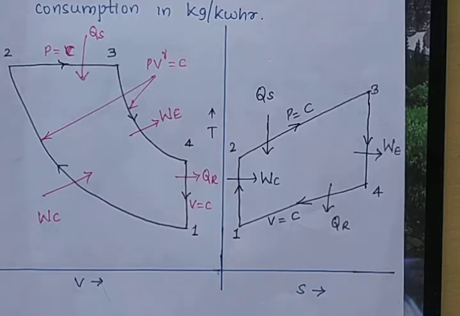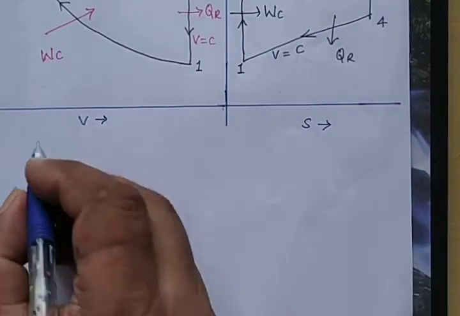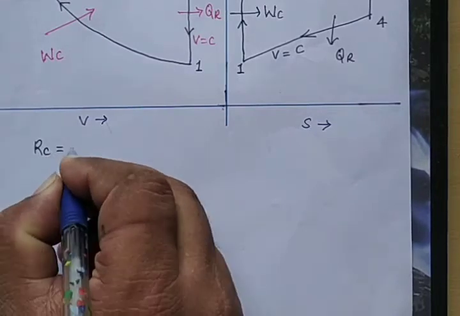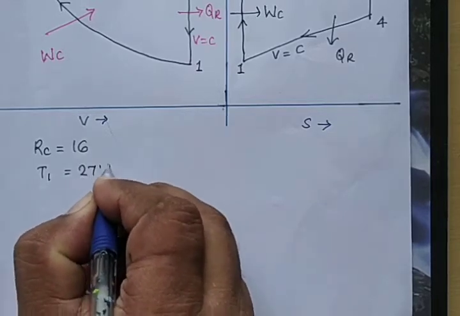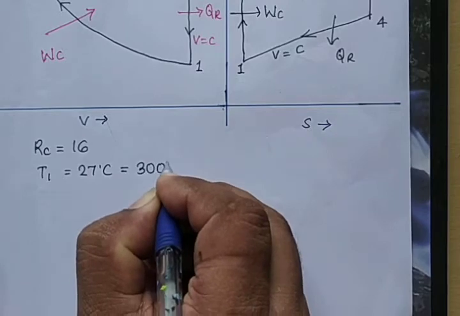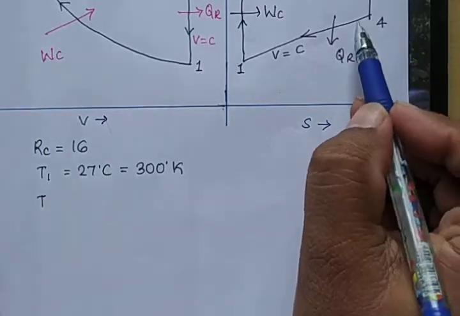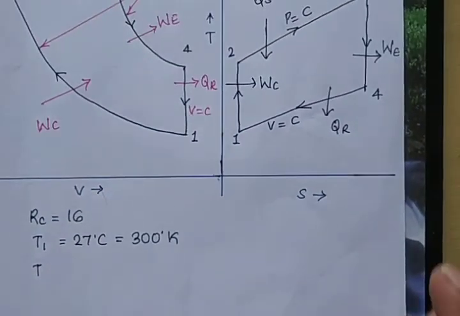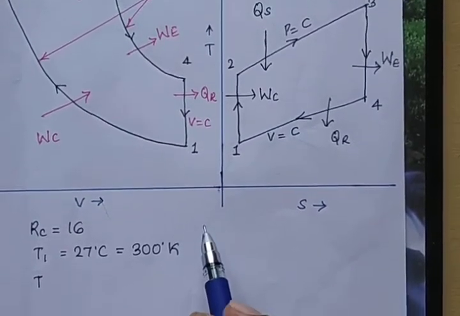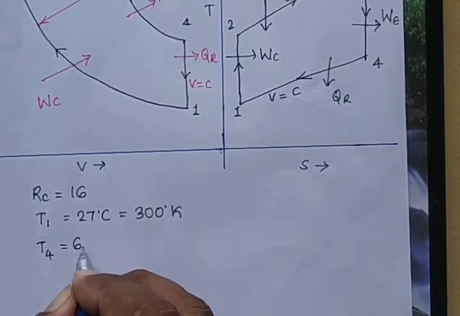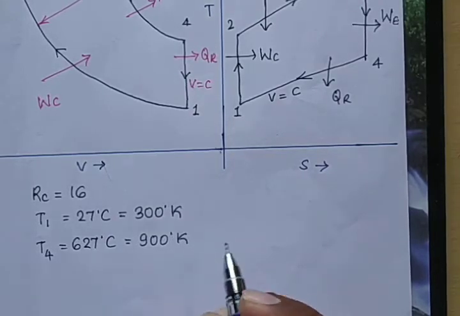Then let us write what are the things given in the problem. He has given us the compression ratio RC equal to 16. Then temperature T1, the temperature before compression, is 27 degrees centigrade. So add 273 to this, it becomes 300 Kelvin. Then the temperature after expansion, that is T4, you can see here in the diagram. T1 is given and T4 is given. T4 is 627 degrees centigrade. So add 273 to this, it becomes 900 Kelvin.